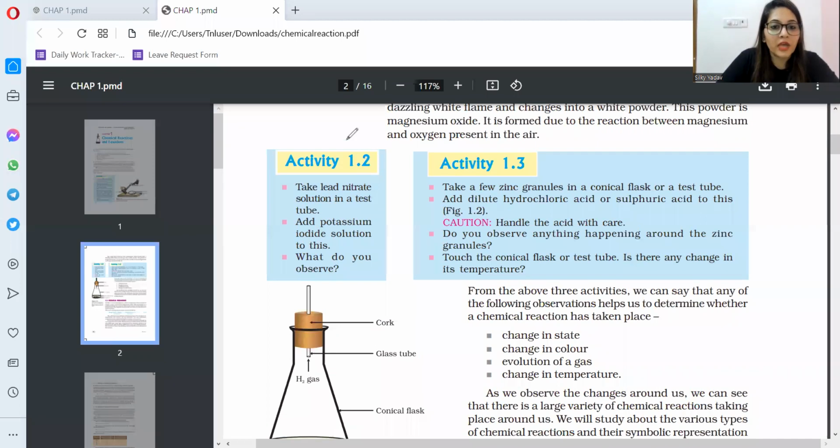Now, let's talk about activity 1.2. Take lead nitrate. You should be aware of all the symbols. Like lead is Pb, nitrate is NO3. Okay, and because the valency of lead is 2. Okay, some of you find problem with this also, so I will explain it. Now see, Pb is having a charge of +2. NO3 is having a charge of -1. Just cross multiply and you will get your answer.